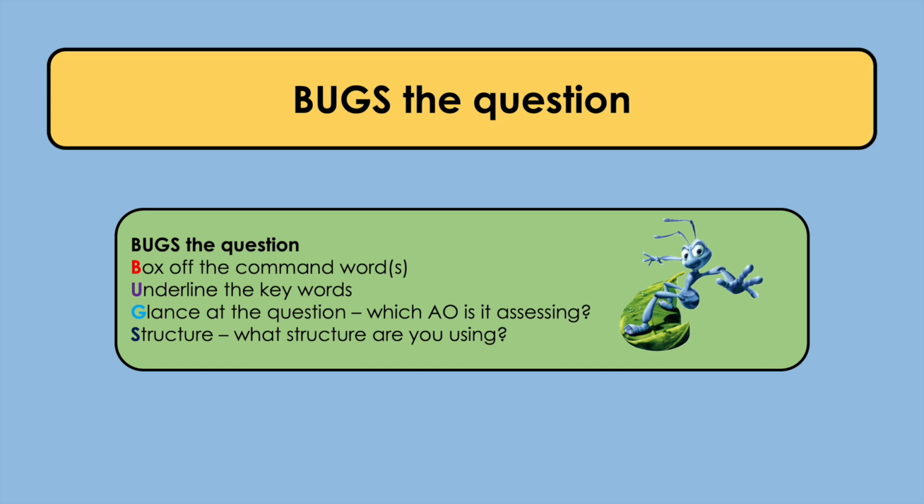And the way that I recommend to students that they do this is we go through a process of what we call BUGS. We BUGS the question, basically. Now, BUGS stands for these 4 different phrases that I have got on the screen there. So first and foremost, we box off the command word or the command words.